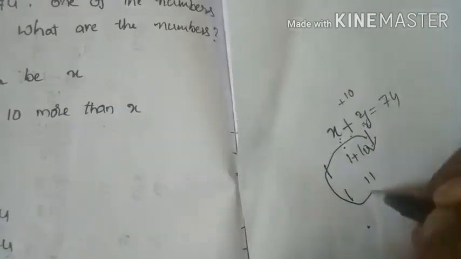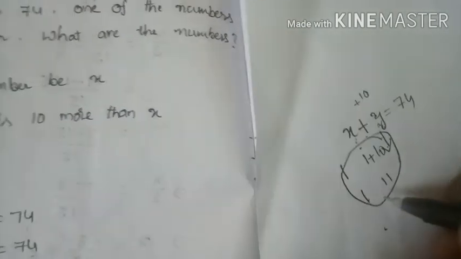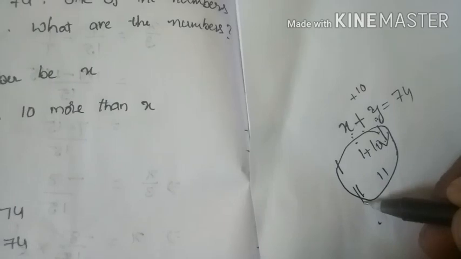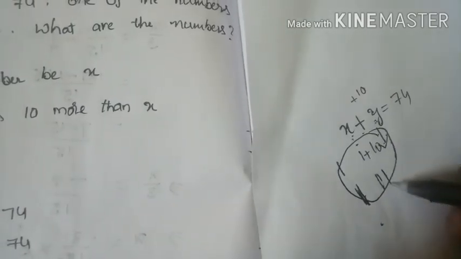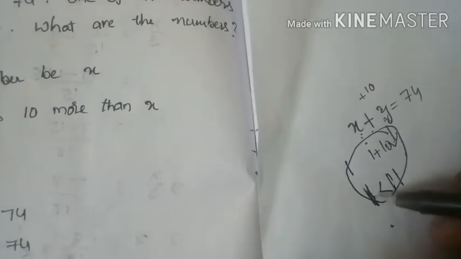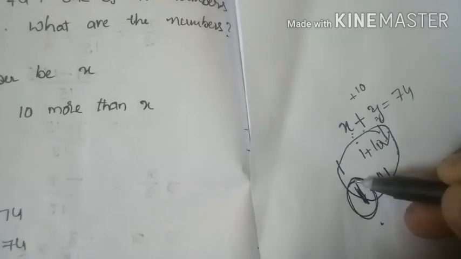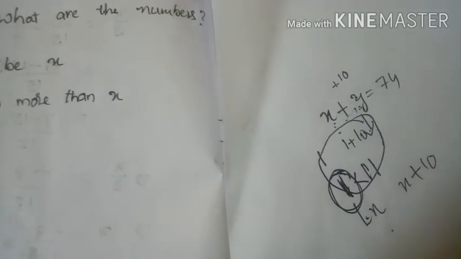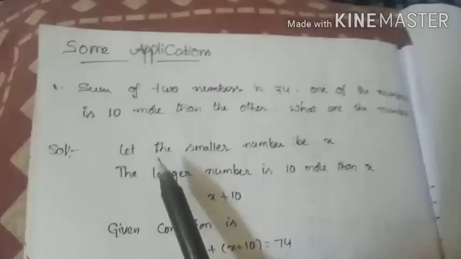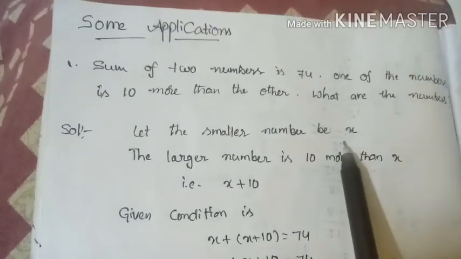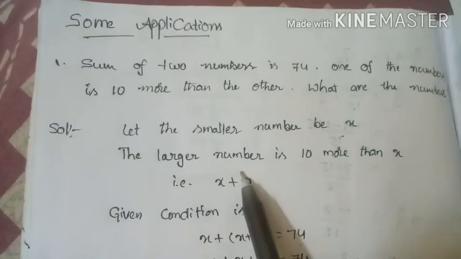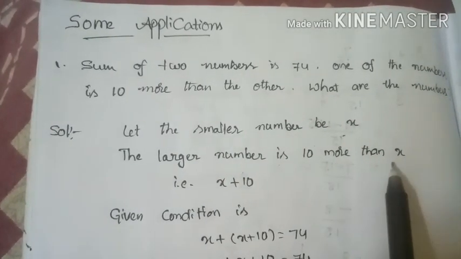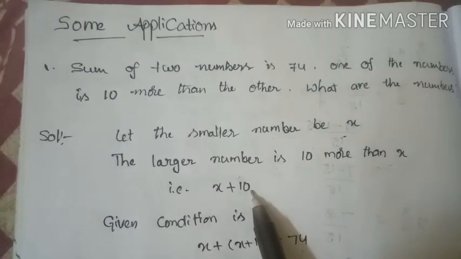In this way they have given the conditions. So here 1 is smaller than 11. Yes or no? In this we don't know the number, so let's take it as x. What about the other value? x plus 10. Yes or no? So I took, let the smaller number be x, and then the larger number is 10 more than x. That means x plus 10.